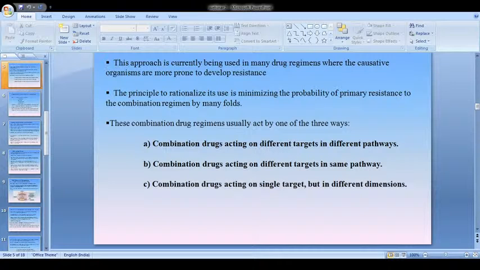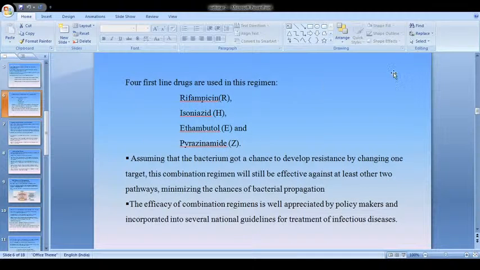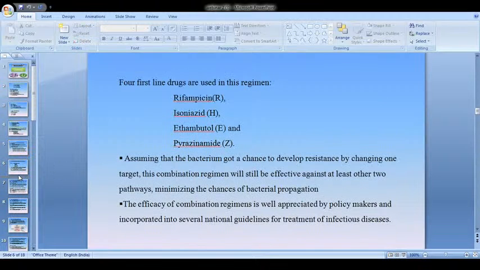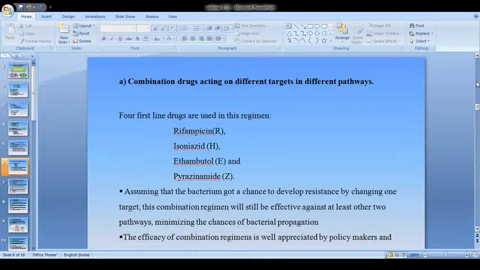And the next, you can see each one elaborated. First, combination drugs act on different targets in different pathways. Here the modality is used against Mycobacterium tuberculosis infection, currently prevalent in many developing nations like India. First-line drugs are used in this regimen. The four drugs are rifampicin, isoniazid, ethambutol and pyrazinamide.